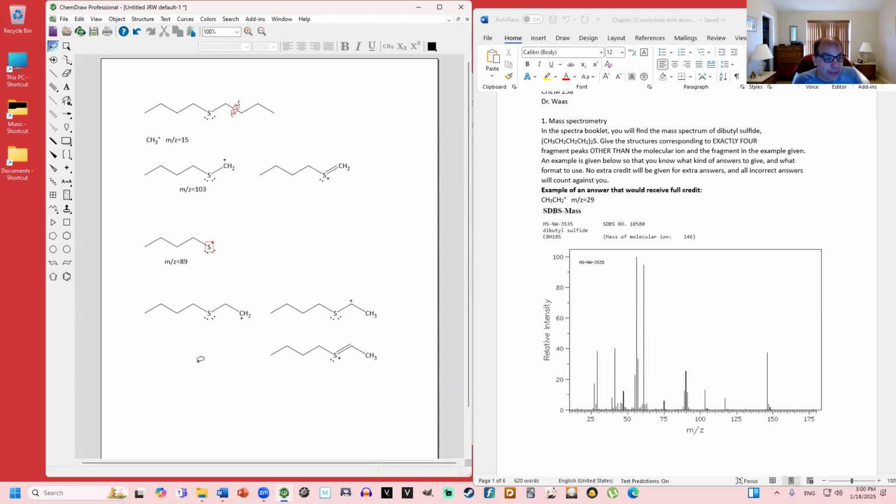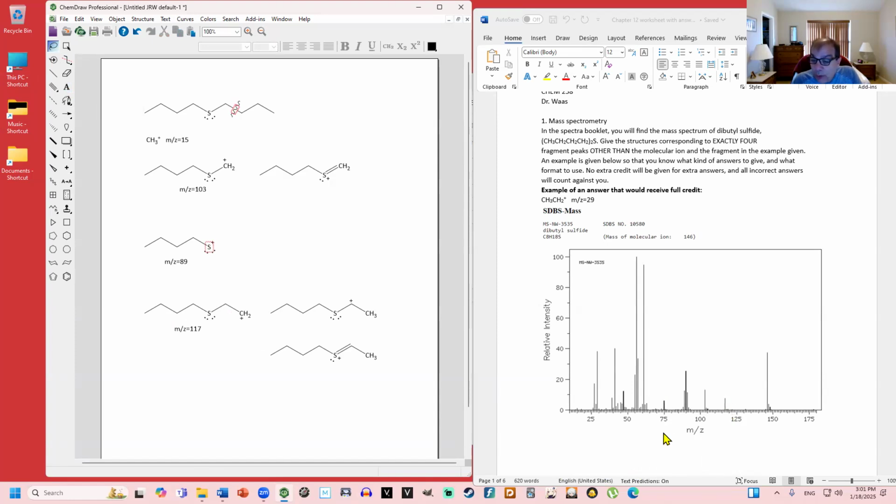They're all C6H13S. Let me just double check that. 2, 4, 6, 8, 10, 13. Yep. And so the molar mass of that fragment, whichever way you draw it, is going to be 14 more than the mass of the 103 fragment. So this is going to be 103 plus 14, which is 117. Let's see if we can find a peak at 117. 125, 120, 117. Yep, there it is.